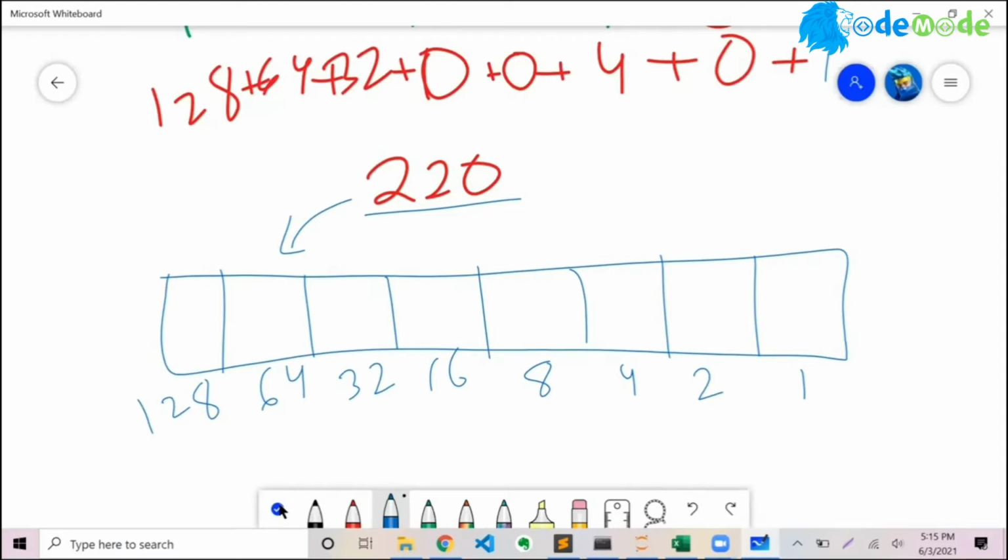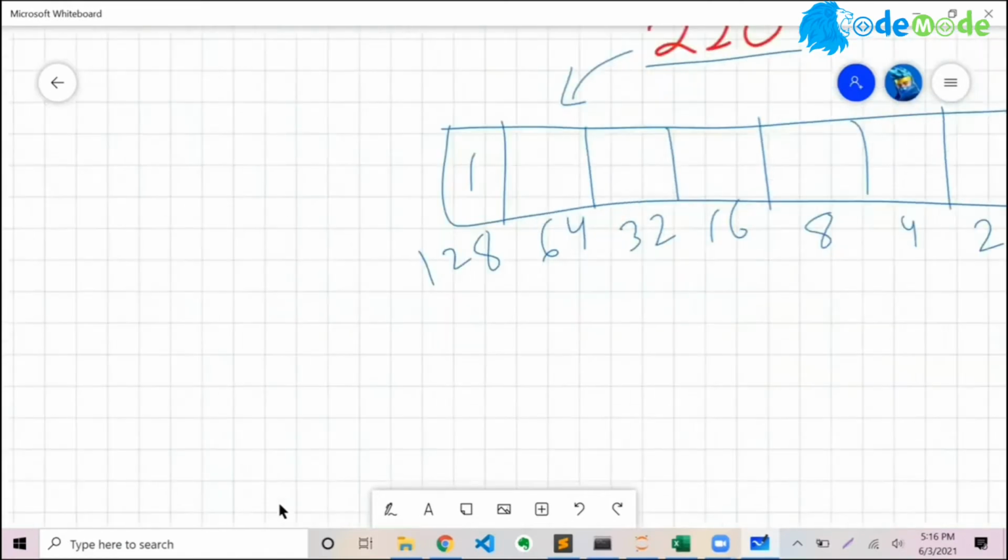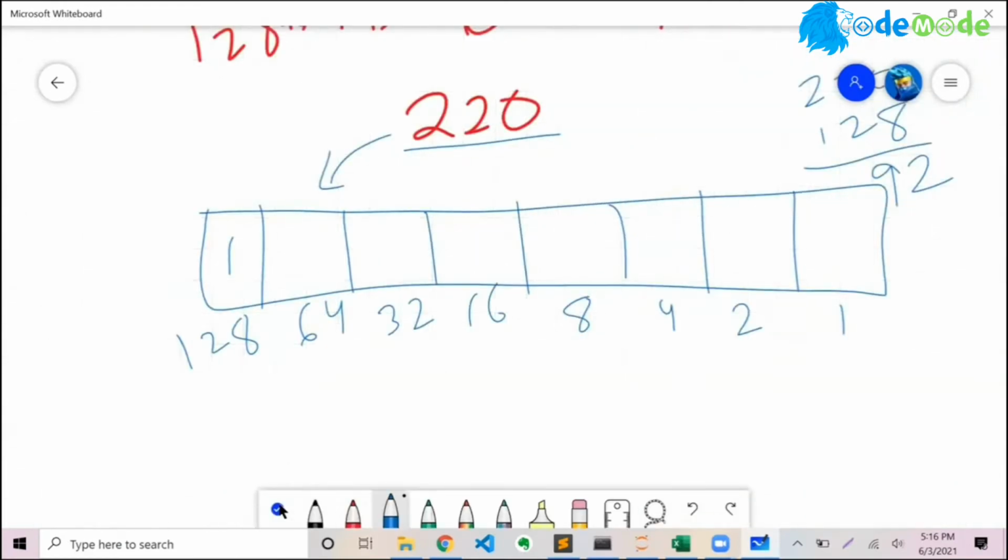So 220, can you divide 220 by 128? The answer is yes, so say yes. Then what's the remaining number out of 220? If you remove 128, because I already represented 128, 220 minus 128 would be 92. By writing 1 here, I gave the 128. So the remaining is 92. Now I have to focus on the remaining 92.